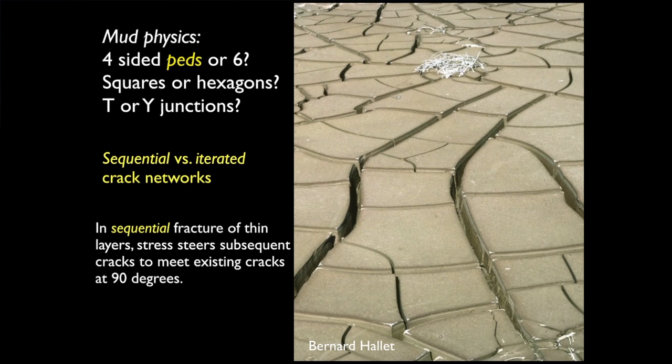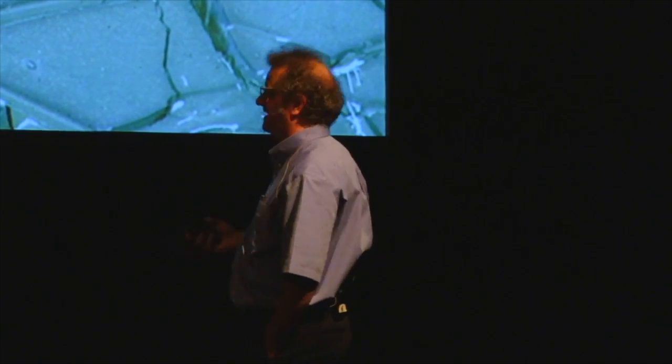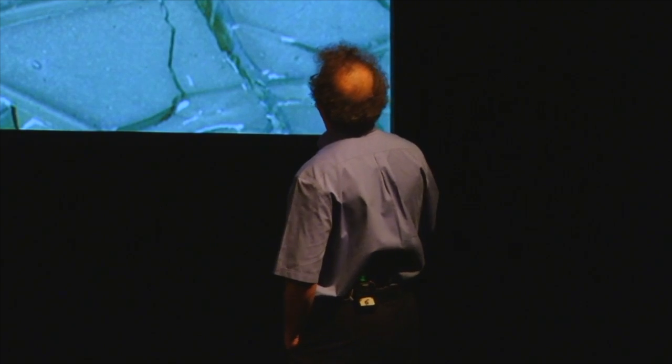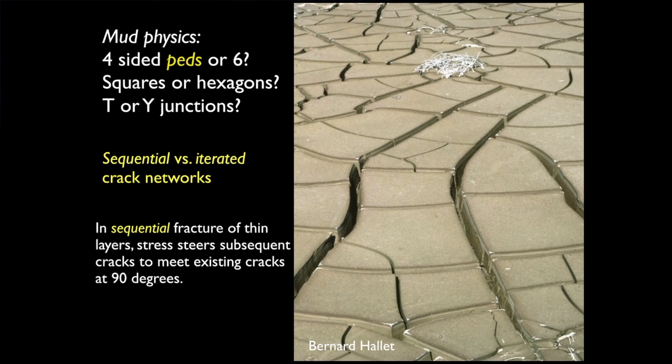So in sequential fracture, what happens is your whole layer is drying in this case and not cooling. As it dries, it shrinks, stresses develop, it cracks. And then you get primary cracks, which are things like this one. And then later, there's a secondary crack. And the secondary cracks are steered by the stress field of the first crack.